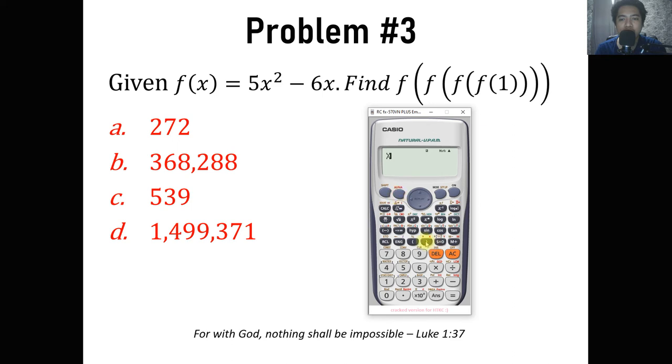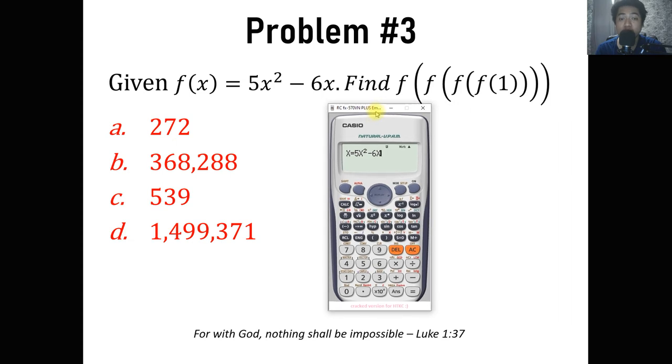So we have f of x equal to 5x squared minus 6x. Okay? So that is the first one, and we're going to solve this using 1. The catch here is that we should be able to repeatedly input the values of x here, so that it would not be hard for us to evaluate it.